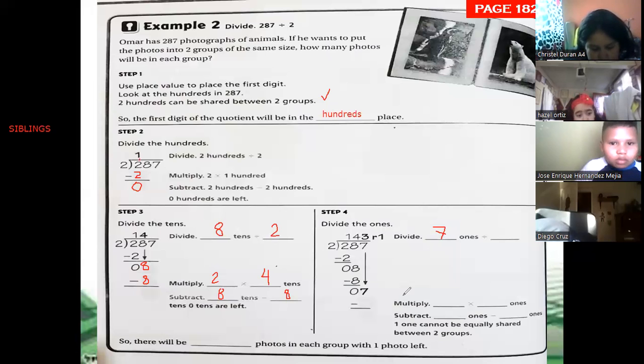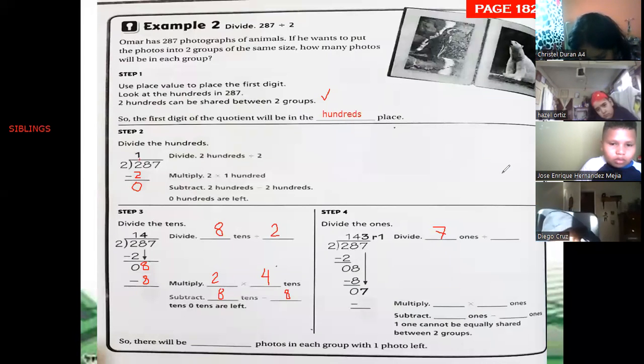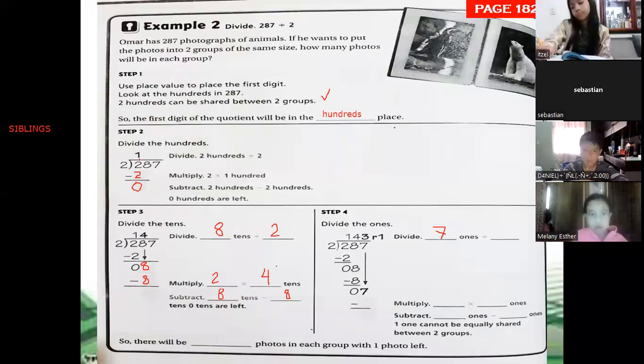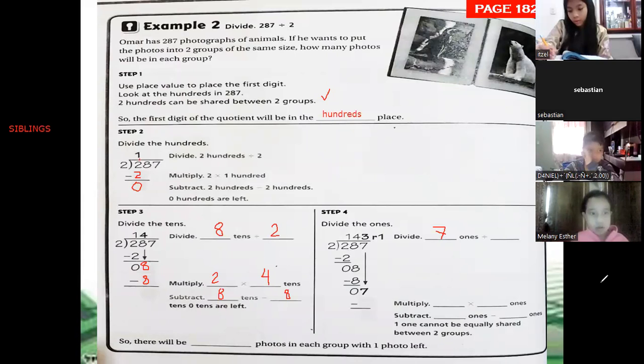You are not listening to me, I think. I said that our division is 287 divided by 7. Is that correct? No? Yes? No. What number are we dividing by? We are dividing by 2. By 2, exactly. So we have to divide 7 ones by 2.